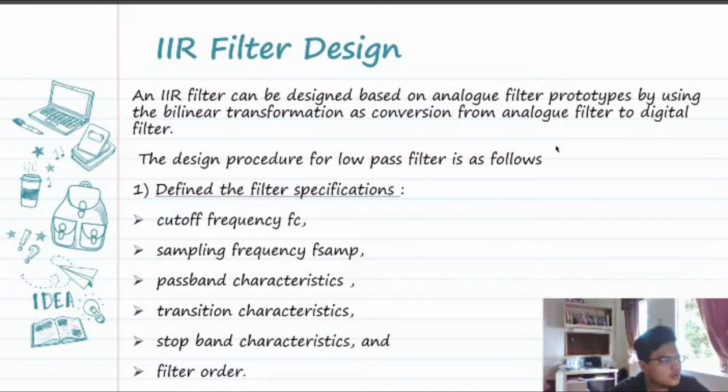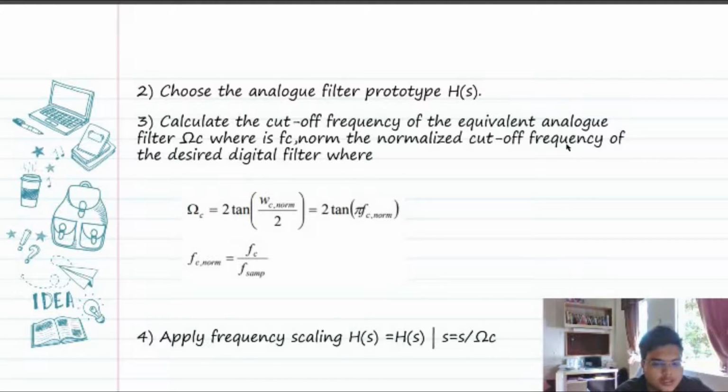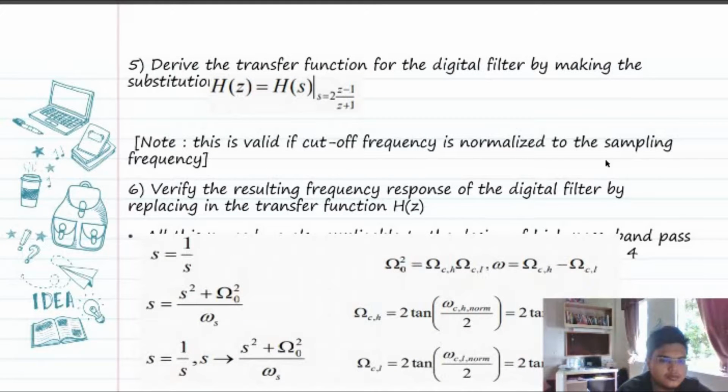Next, we choose the analog filter prototype, and then calculate the cutoff frequency of the equivalent analog filter, where epsilon is the normalized cutoff frequency of the desired digital filter, following the formula. Then we apply frequency scaling, H(s) equals H(s) with s replaced by s over omega c. Then we derive the transfer function for the digital filter by making the substitution. Then verify the resulting frequency response of the digital filter by replacing z in the transfer function.